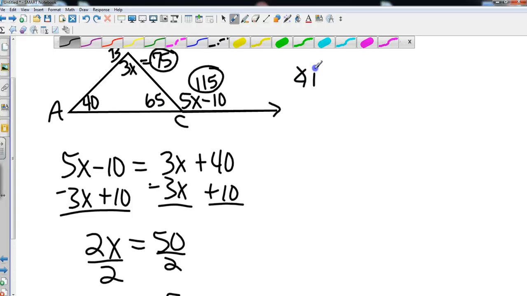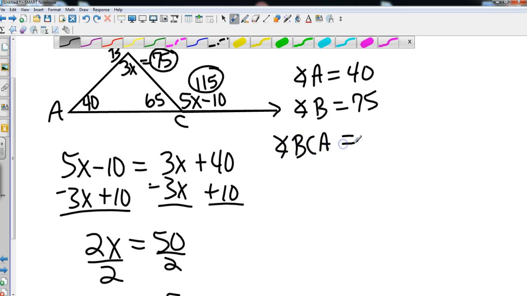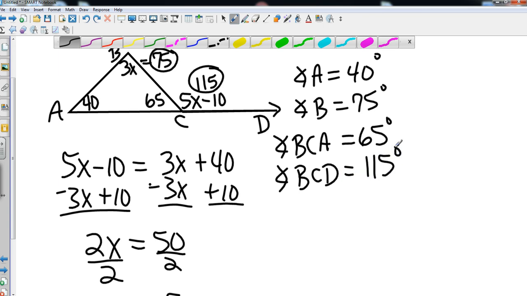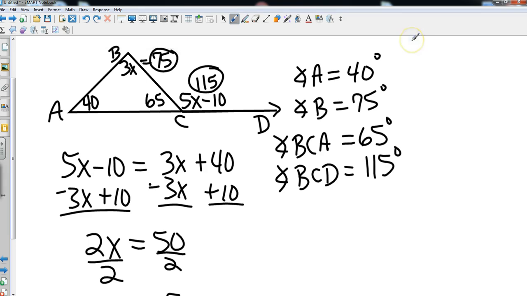So angle A is 40. Angle B is 75. I've got to label these with three letters. So angle BCA, that's the interior angle. That's going to be 65 degrees. Degrees on all those, sorry. And then my exterior angle, I better put another letter there. That's going to be angle BCD, and that's equal to 115 degrees. So exterior angle theorem, we take the exterior angle and we set it equal to the two opposite interior angles of the triangle and solve. Little lengthy today, 12.5 minutes, lots of material. That is chapter 5, section 1, angles of triangles.